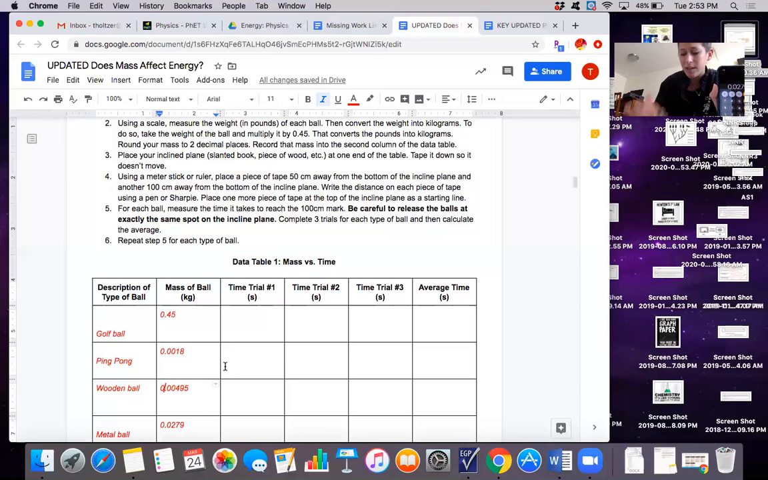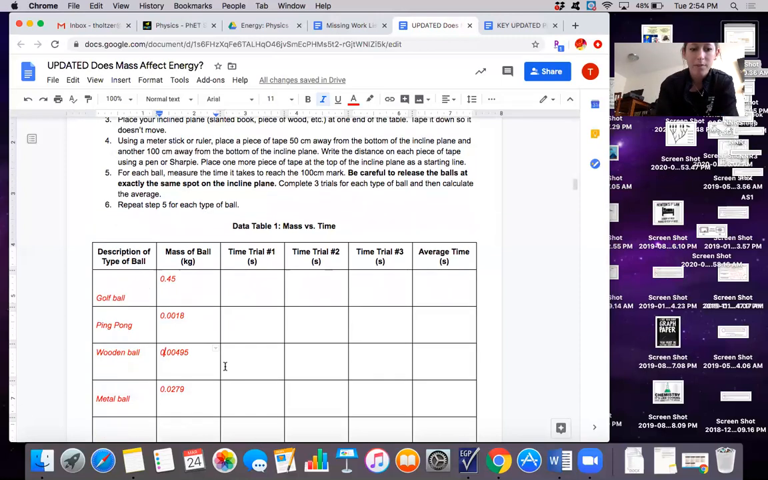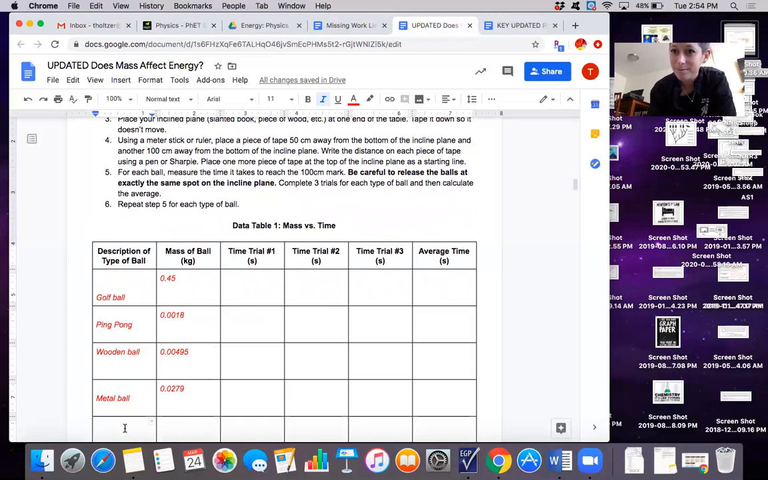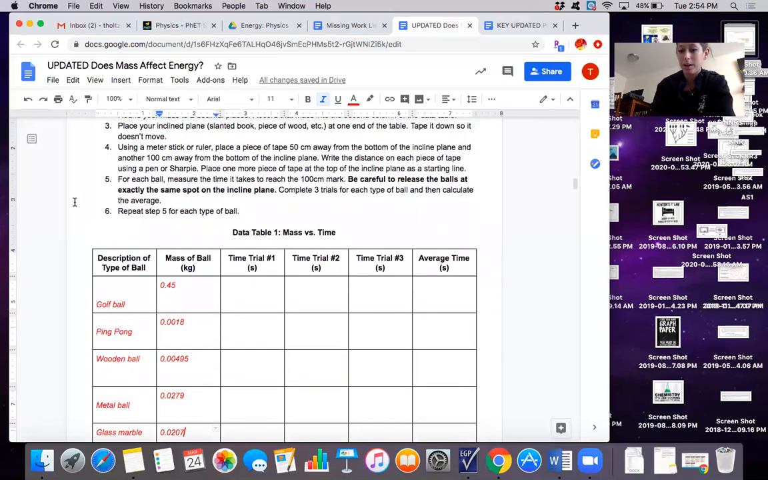Now, the last type I have is this glass marble. So what can I fill in for the description of that one? Okay, glass marble. Okay, let me find the weight. So the weight is 0.046. I want you to change that into kilograms. And then when you're ready, press play and check yours against mine. So if you said 0.0207, then you are correct. That is the weight. So now you need to make your inclined plane.